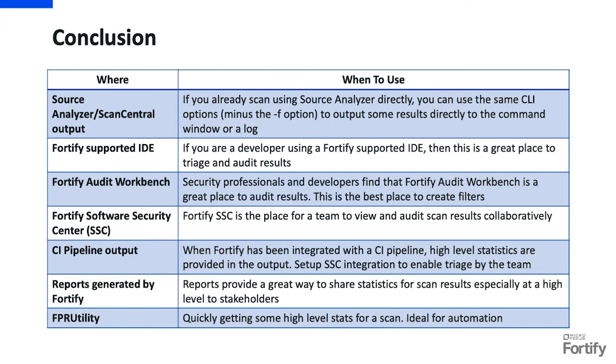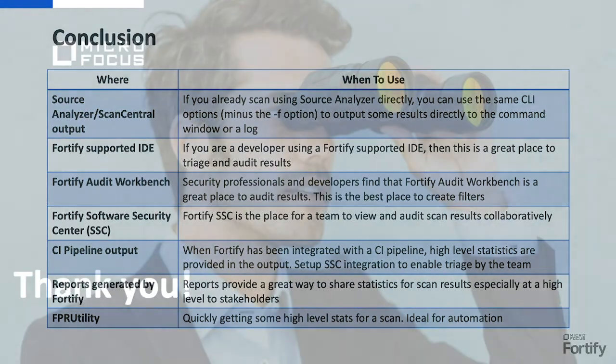You can integrate with your CI pipeline, your ScanCentral CI pipeline, and you get some level of output of results there often within the plugin. In particular, Jenkins is a good example of that, but often you'll do the actual triage within SSC itself. You can look at reports. So different types of reports you can generate, and they give you high level information or low level if you want it that way for your developers. And finally, you can use a tool like FPRUtility, which is great for just summarizing the key stats for your FPR file. That's it.